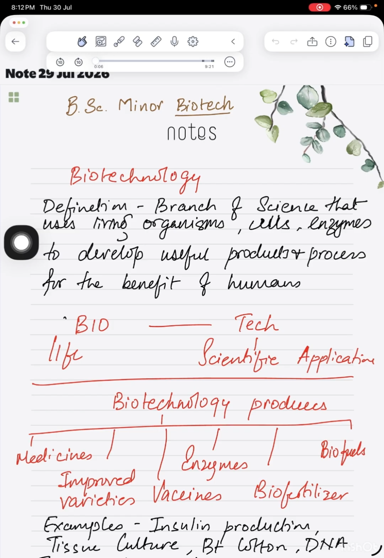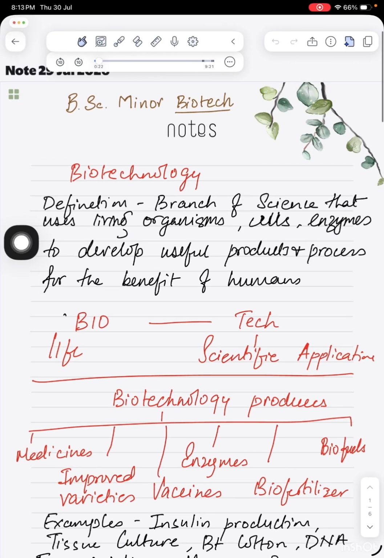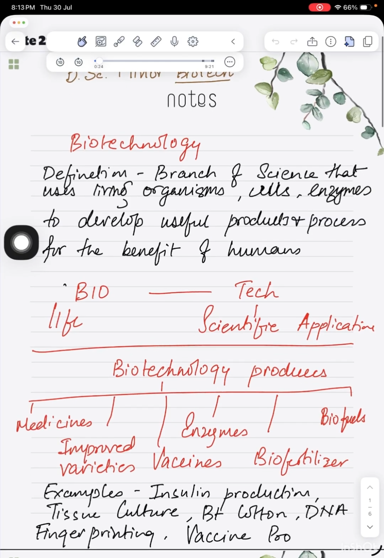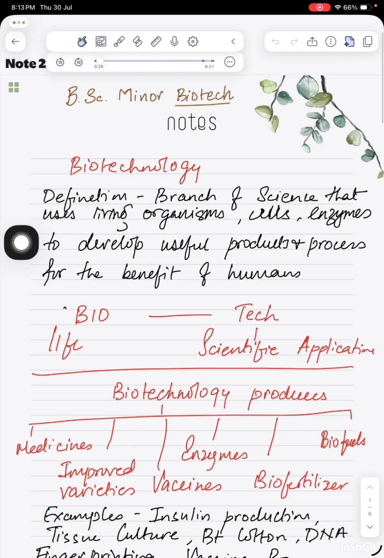So today we are going to discuss the B.Sc minor paper, that is Biotechnology. In this we are going to discuss biotechnology, its definition, the scope, and the multidisciplinary approach, in which different fields it is being used.